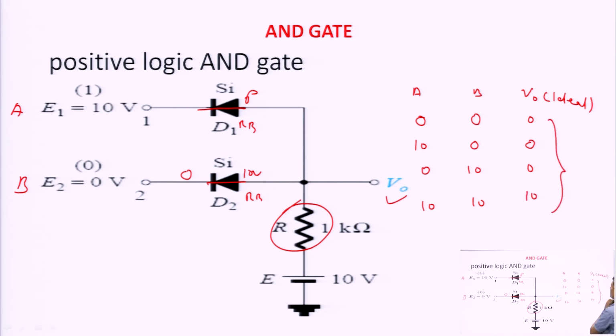So this is the logic. 0 0 0, 1 0 0, 0 1 0 and 1 1 1. This means what is AND gate? AND gate output V naught is equal to A into B.